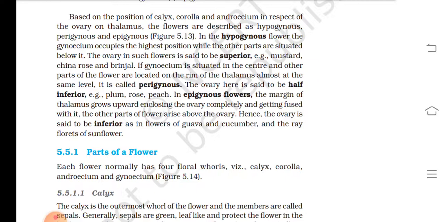with it. The other parts of the flower arise above the ovary, hence the ovary is said to be inferior, as in flowers of guava and cucumber and the ray florets of sunflower.